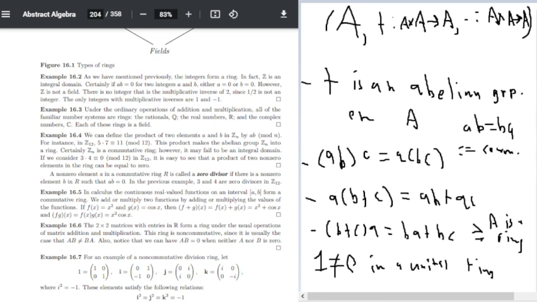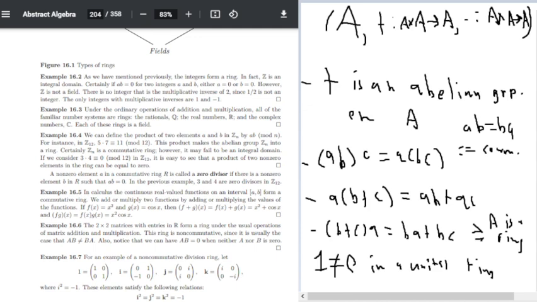Alright, example 16.2. As we have mentioned previously, the integers form a ring. In fact, Z is an integral domain. Certainly, if ab equals 0 for two integers a and b, either a equals 0 or b equals 0. However, Z is not a field. There is no integer, note to mind here, it's going to be important to know what universe you're working in, that is the multiplicative inverse of 2, since 1/2 is not an integer. The only integers with multiplicative inverses are 1 and -1.